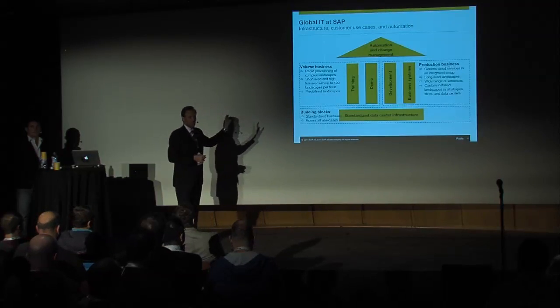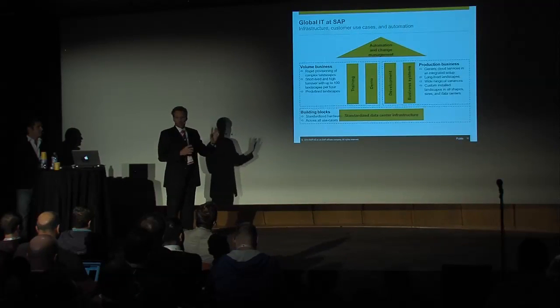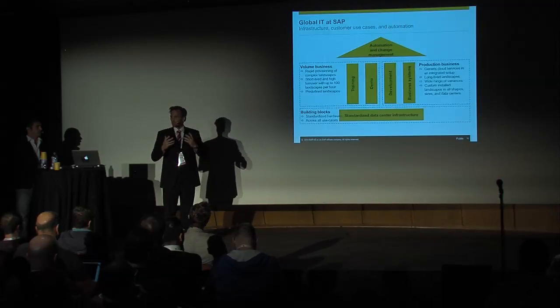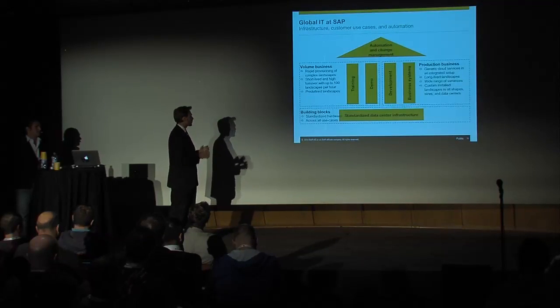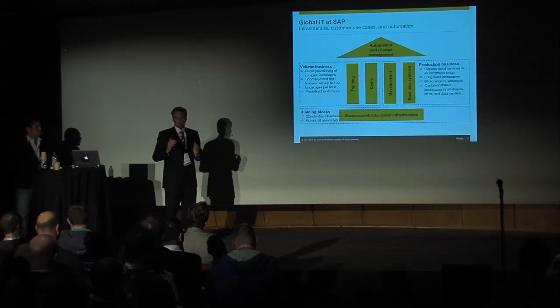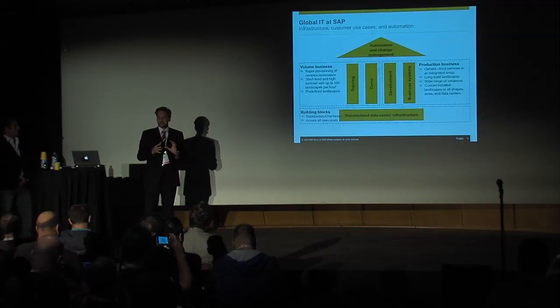On the left side, we have what we refer to as volume business. This is a very generic, let's call it generic volume business. It's training and demo. Here we have a high turnover of systems, very short-lived, high provisioning numbers. But again, these are predefined landscapes.